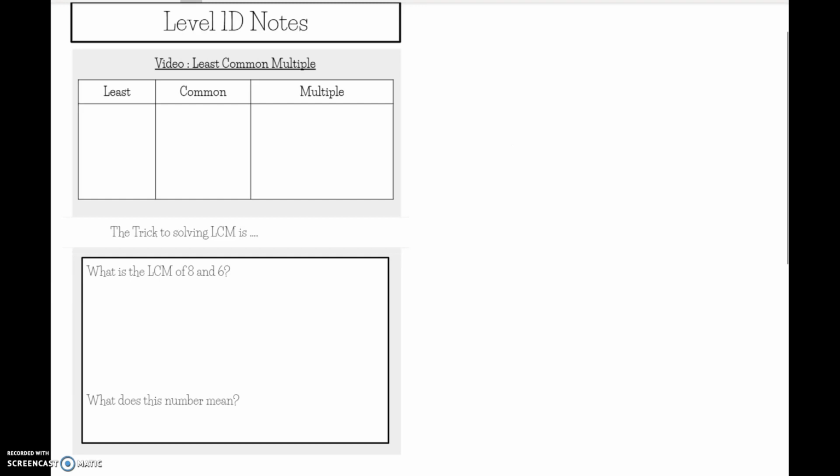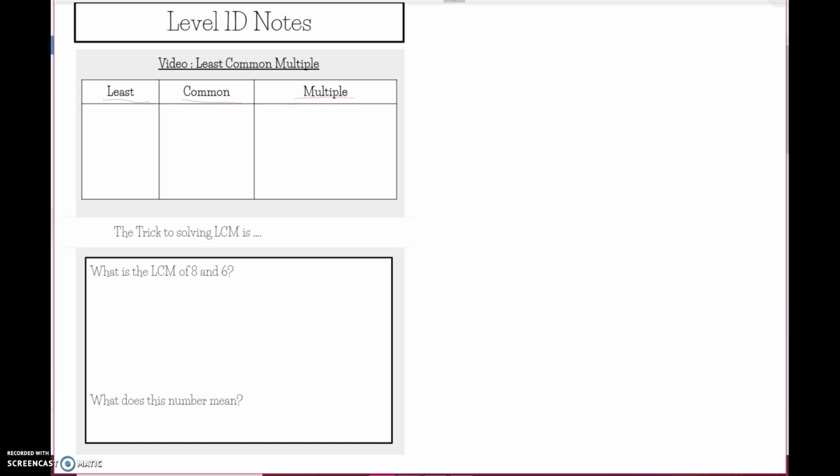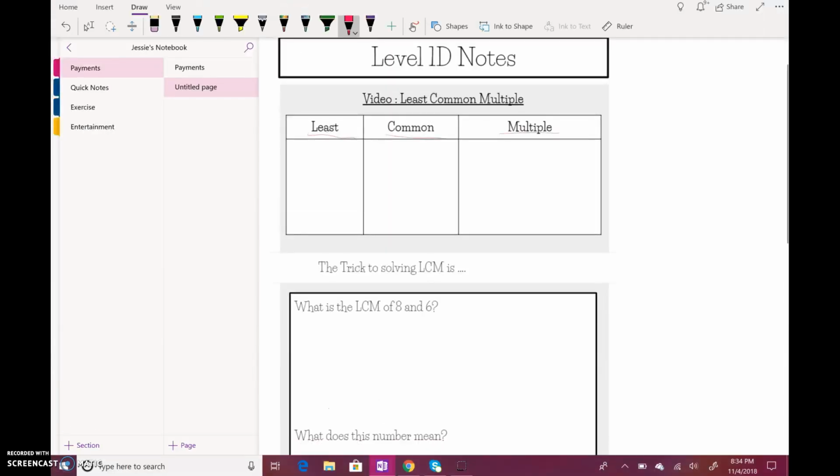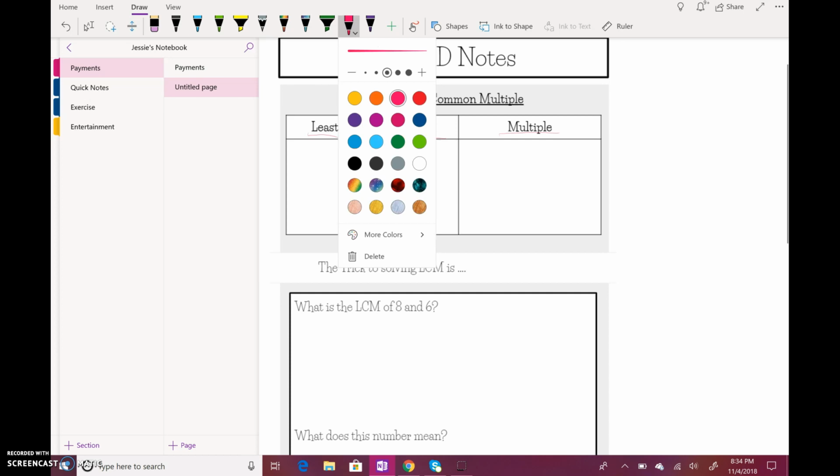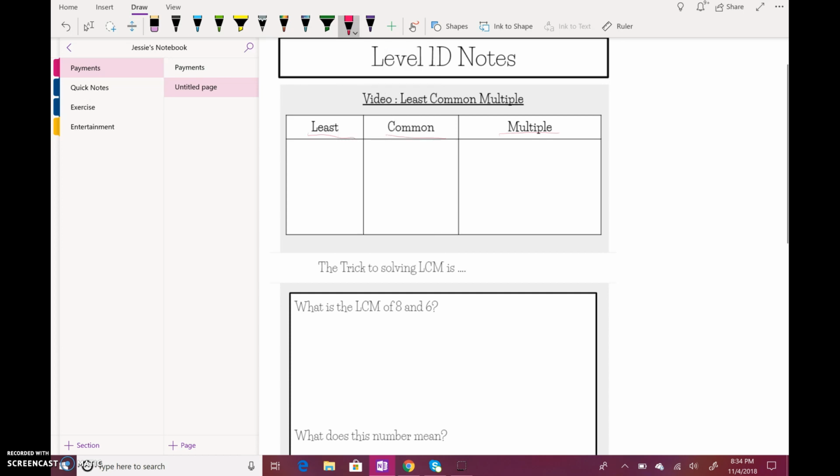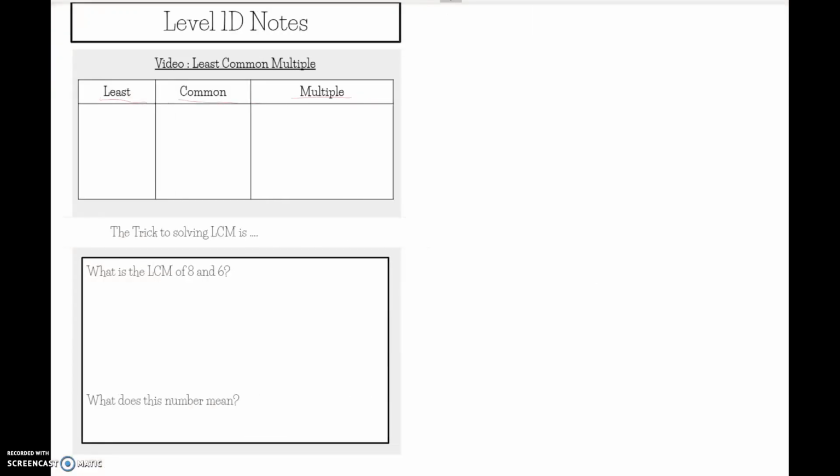So let's get started. We're going to talk now about the least common multiple. It sounds a little bit similar to greatest common factor, but least common multiple. Let me get my pens going. Okay, one second. Just want to make sure you can see that. Okay, now we're in business.